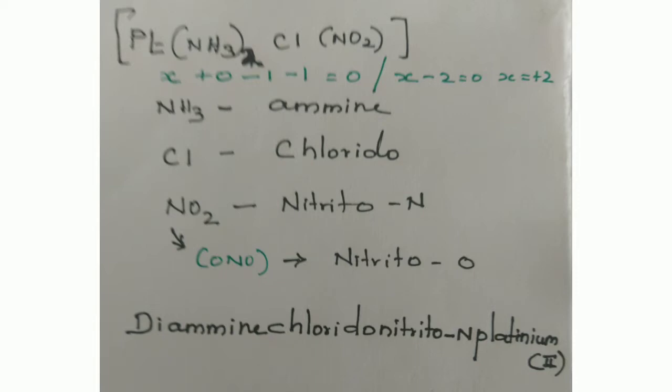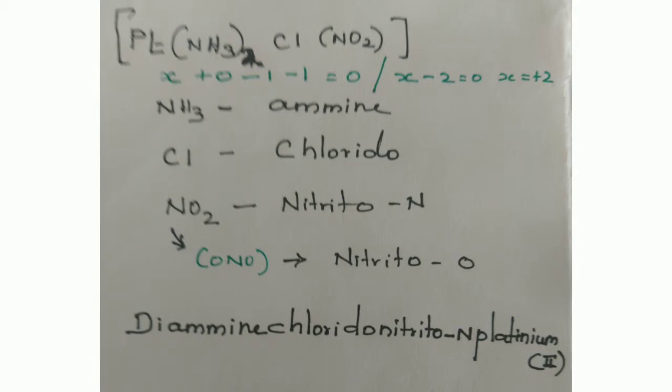When it comes in NO2 form, it is called nitrito-N. If in any complex it comes in ONO form, it is also called nitrito, but we have to use the word nitrito-O. Now we have to write the name. The amine ligand repeats 2 times, so diamine, chlorido, nitrito-N, platinum.